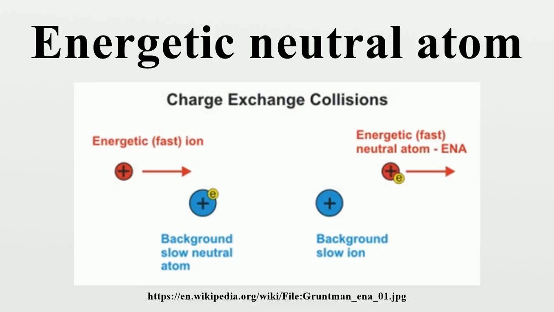Planetary magnetospheric plasma consists mostly of protons with some helium and oxygen. Jupiter's magnetosphere contains sulfur ions as well, due to volcanic activity on its moon Io.